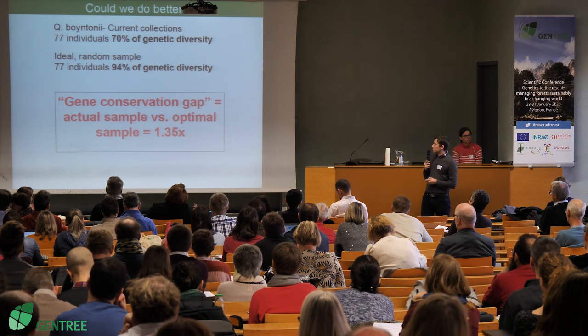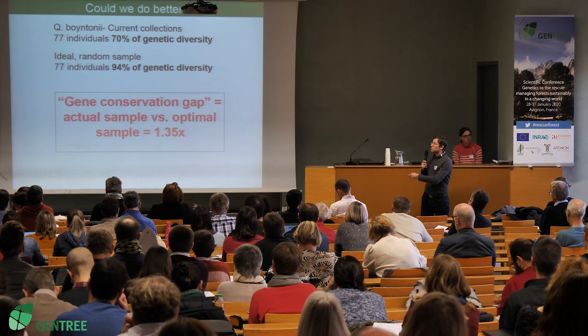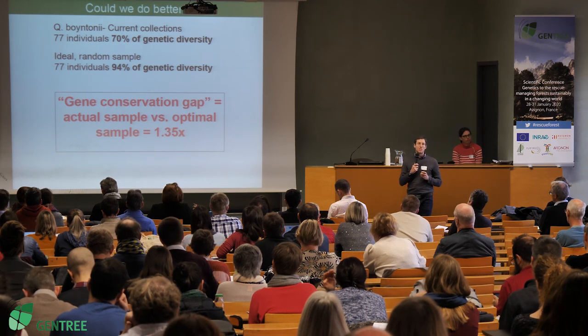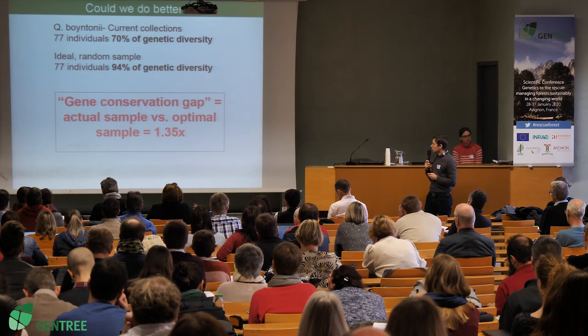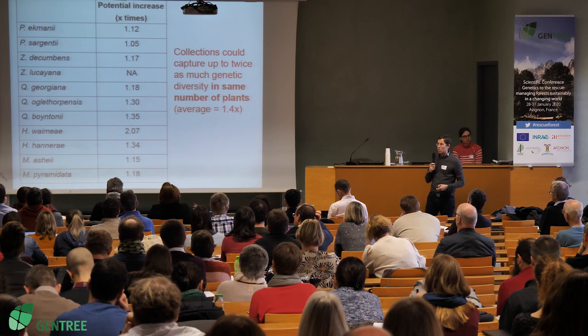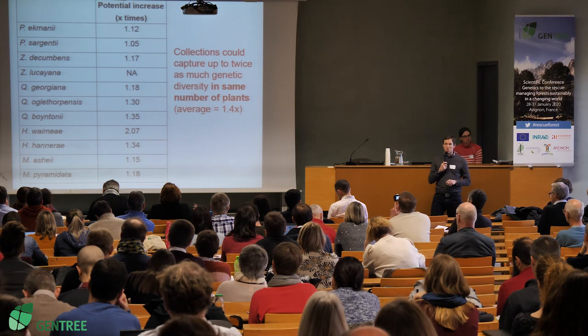So in this case, it's about 1.35 times as much genetic diversity we could get with a better sampling, even at the same sample size. Okay, we do that across all our species, and it's about 1.4 times as much genetic diversity we could be keeping in our botanic gardens with better sampling design.